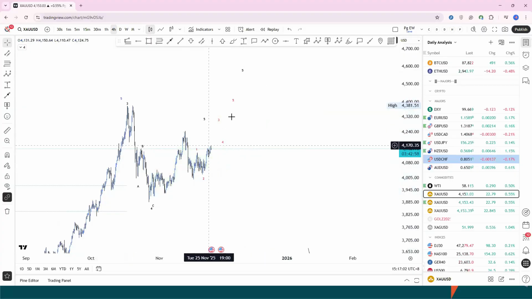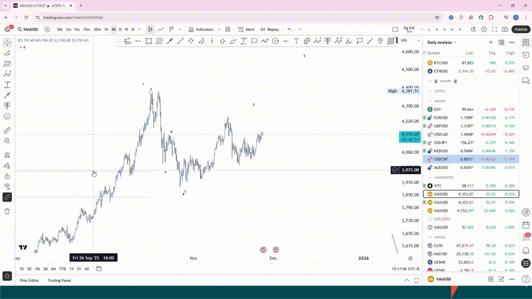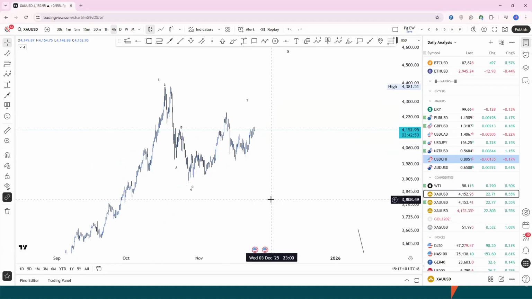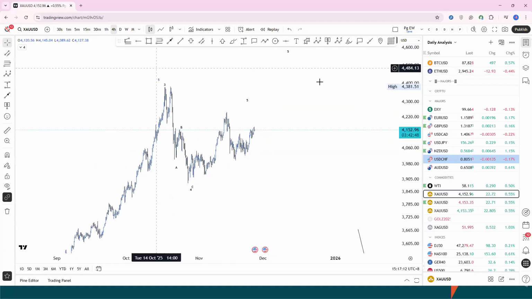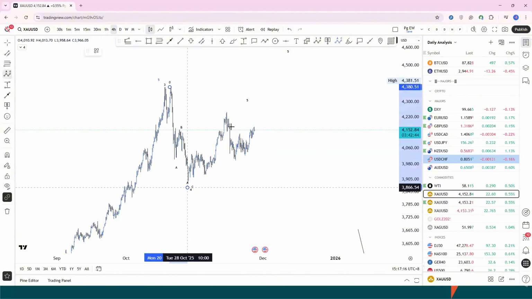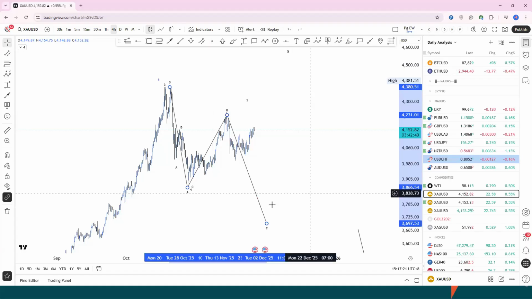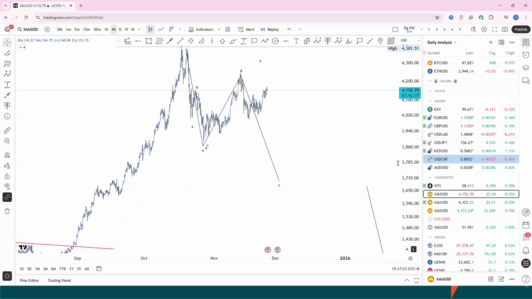Or this is not a wave 4. This is a wave 5, okay? And after that, we're going to see the big ABC, which is, this one is going to be A, B, and C, okay?